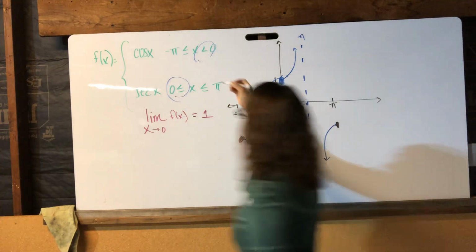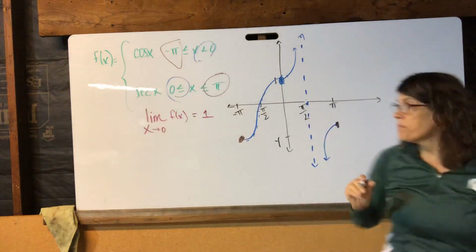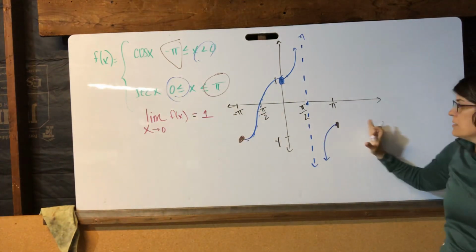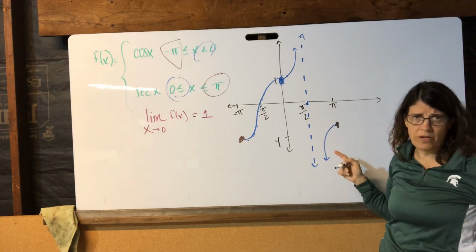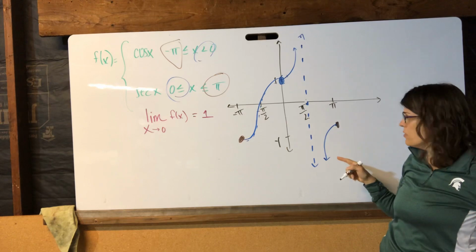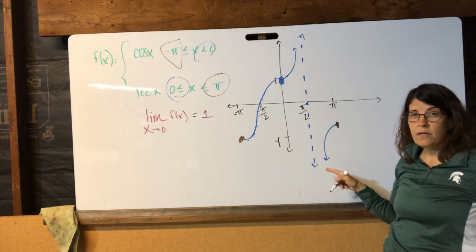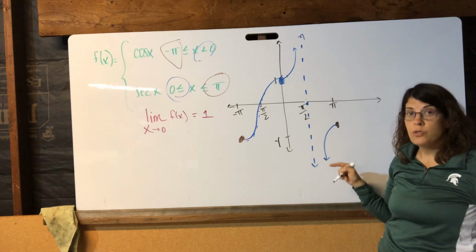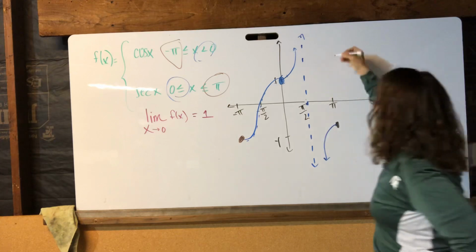Look at your domain. Negative pi to pi. And then there's this problem with the pi over 2 asymptote in the middle. Undefined, asymptote undefined. It's going to affect our domain. So I know we're talking about limits, but we're here, let's throw that in. The domain.